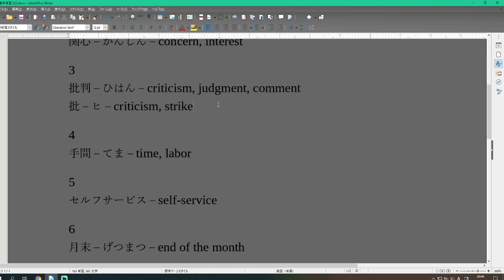Actually, look up how to write this one. Three strokes. They're not very even on my page. I gotta make sure they're right. Okay, so the middle one's kind of a small guy in the center of the other two. Hihan is a criticism, judgment, or comment.